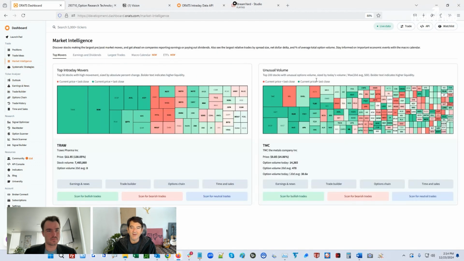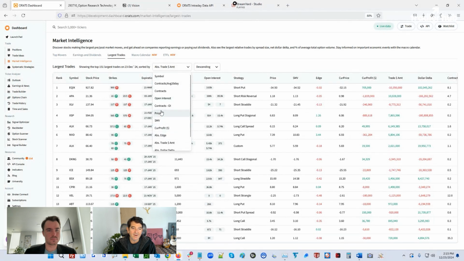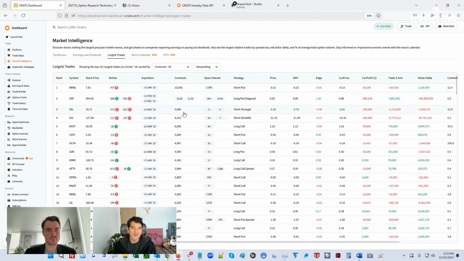Let's go back to intelligence and see if we see anything else jumping out at us. Tilray, it's only a $1 stock. Let's go back to the largest trades, see what's going on today. And again, I like to go contracts minus OI. XSP, there's a long put diagonal. So what are they doing?